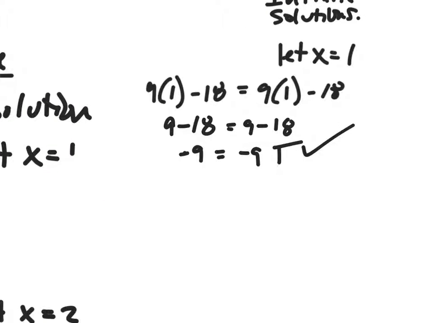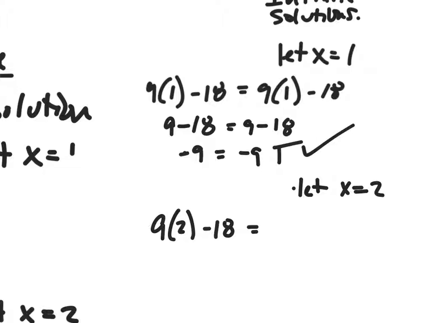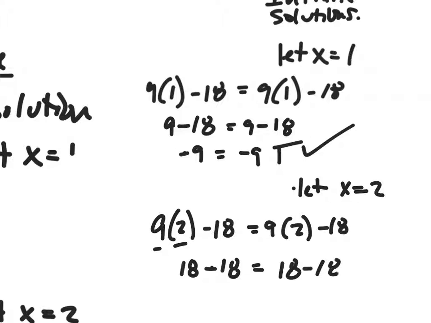Well, heck, let's try x equals 2. So let's let x equal 2. I've got 9 times 2 minus 18 is equal to 9 times 2 minus 18. So 9 times 2 gives me 18 minus 18, and then I've got 9 times 2 is 18 minus 18. Oh, look. We get 0 equals 0.